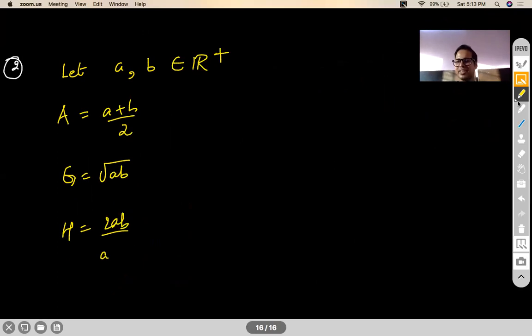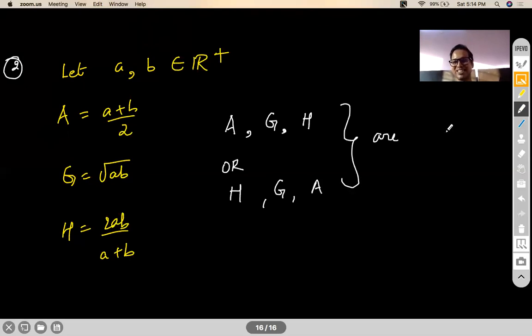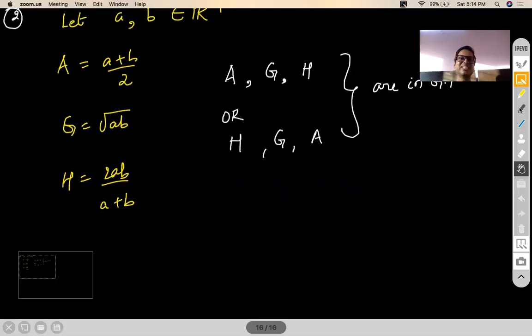How many of you who have studied this chapter before realize that A, G, and H themselves are in GP? Did anybody figure this out? That the arithmetic mean of two numbers, geometric mean of two numbers, of course positive numbers, and harmonic mean of two numbers themselves are in GP. Yes, they themselves are in GP. Very surprising, you know. That means G square is actually equal to AH.